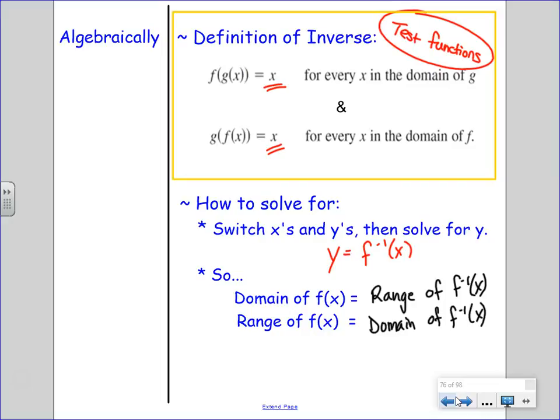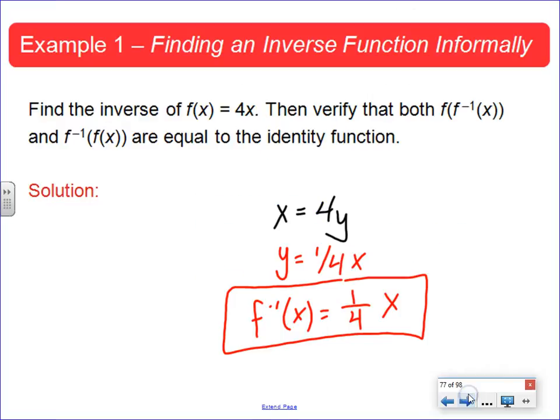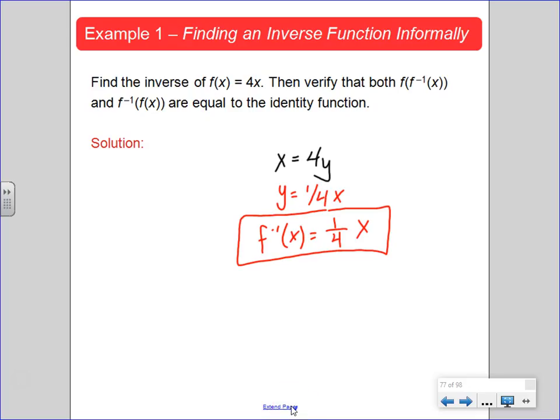Make y equal to f inverse of x, okay? So when we switch to x and y and solve for y, truly it is 4x. So we cannot say that y is two different things. That doesn't make sense. We could call it g of x, but we're going to call it f inverse of x. Now how do we verify? How do we prove that this is truly an inverse?